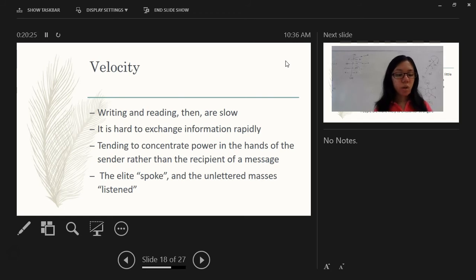Because it has monologic networks, it creates a centralized social practice. It tends to concentrate power in the hands of the sender rather than the recipient of a message. In the manuscript era, the elite spoke and the unlettered had to listen. So the people could not give any opinions to the elite. They had to listen to what the elite said.